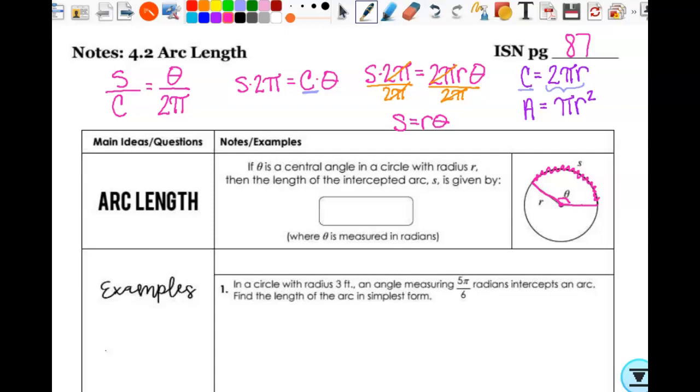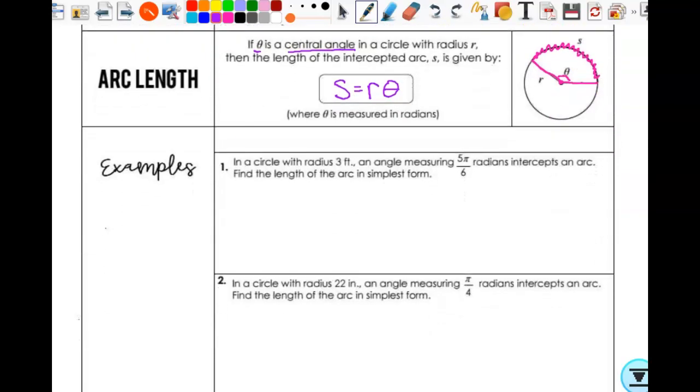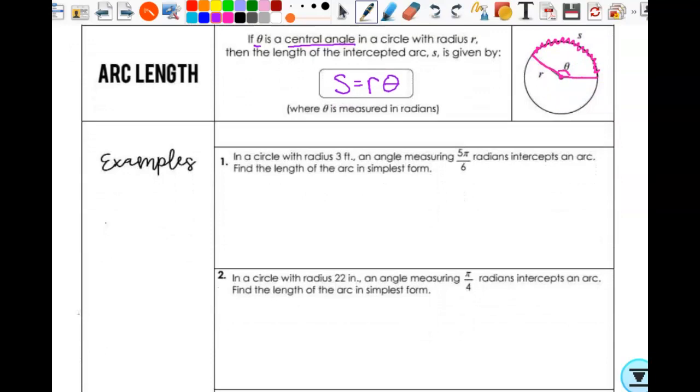Arc length is equal to the radius times the angle, right? So that's what we can put right here. S is equal to r theta. And remember, theta is the central angle. That means the vertex is at the center of the circle, intercepted arc, and this is where theta is measured in radians. So that formula only works if we are in radians. Okay? We're all good so far? Alrighty. So let's look at number 1.